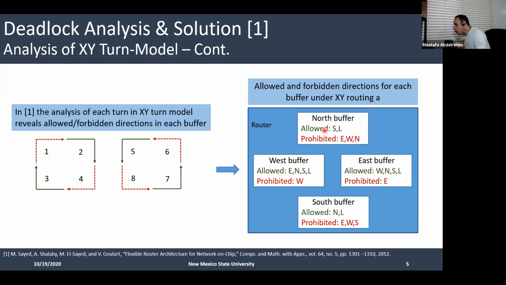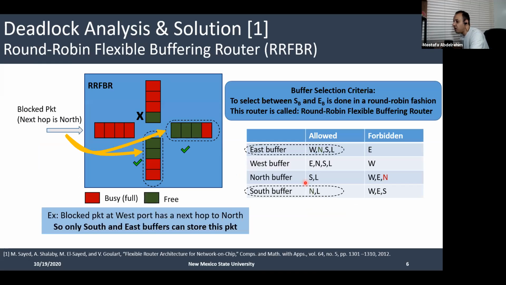The north buffer cannot store packets going to east, west, or north, but can store packets going to south or local. Otherwise, you have a deadlock. The opposite is the west buffer. The west buffer, for example, can store packets going to east, north, south, or local, but cannot store packets going to west. So if you follow these restrictions and apply the flexibility, you will get higher performance and avoid deadlock.